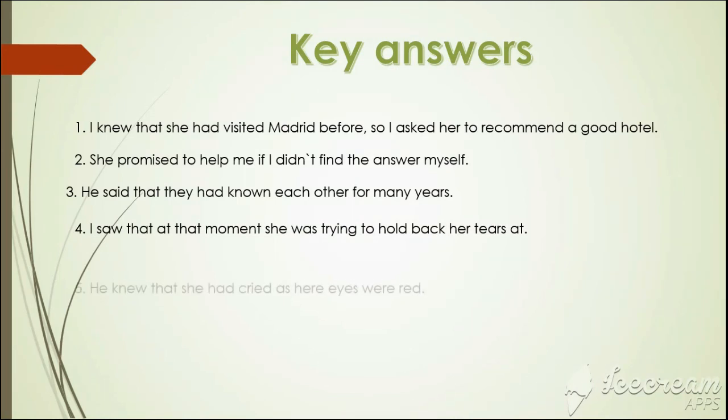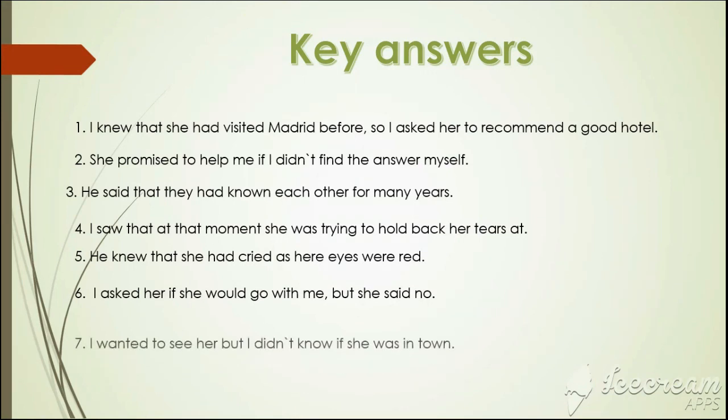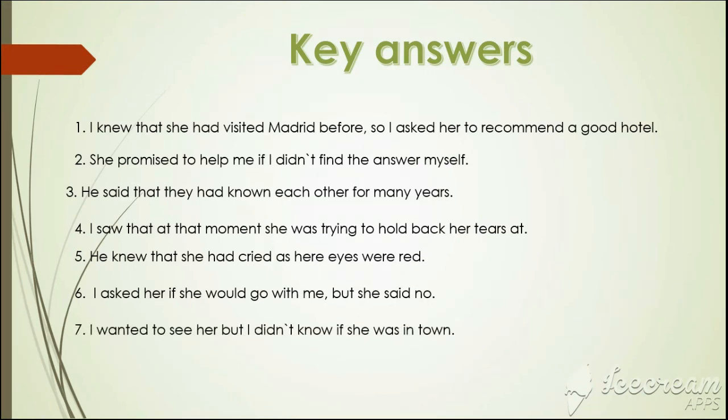The fifth. He knew that she had cried as her eyes were red. The sixth. I asked her if she would go with me, but she said no. The seventh. I wanted to see her, but I didn't know if she was in town.